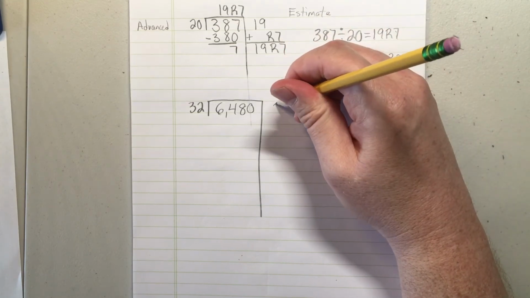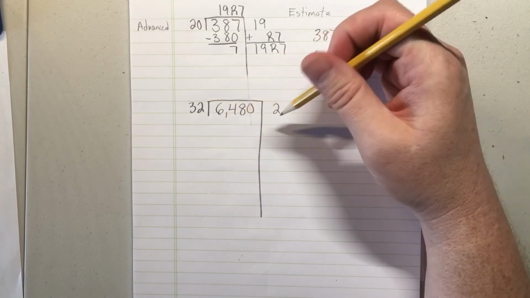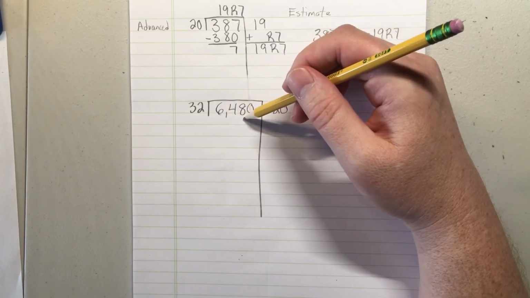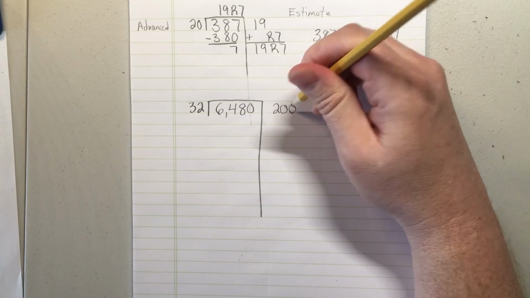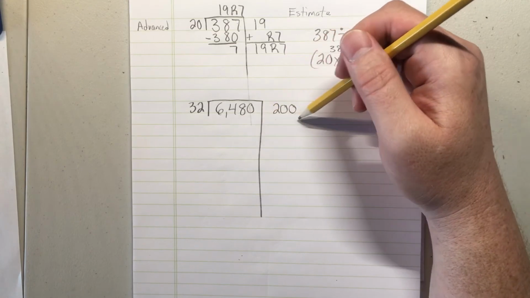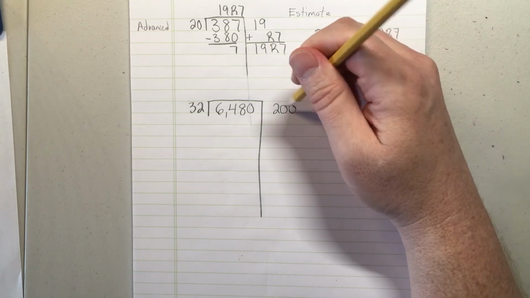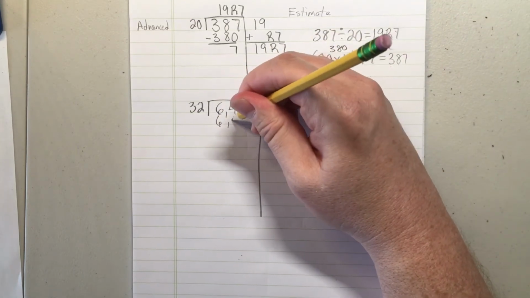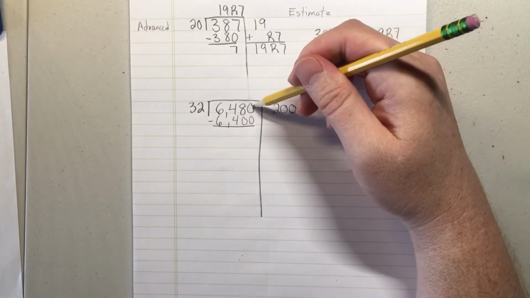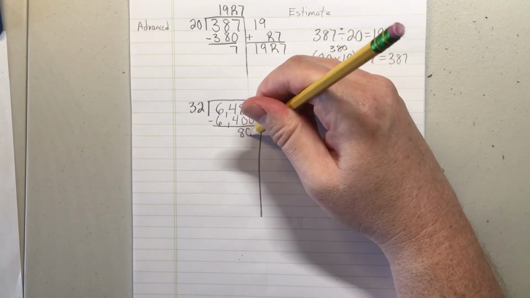So what I'm going to do is try to extend my basic facts into the thousand. I know 2 times 32 is 64. Therefore, 20 times 32 is 640. Therefore, 200 times 32 equals 6,400. So 6,480 minus 6,400 is 80.